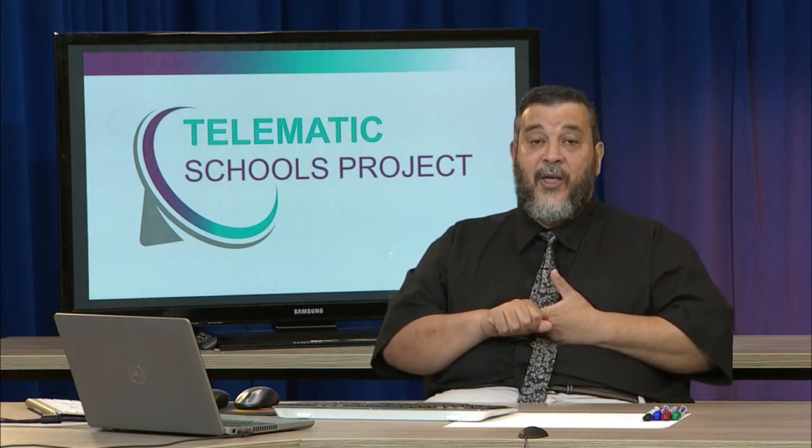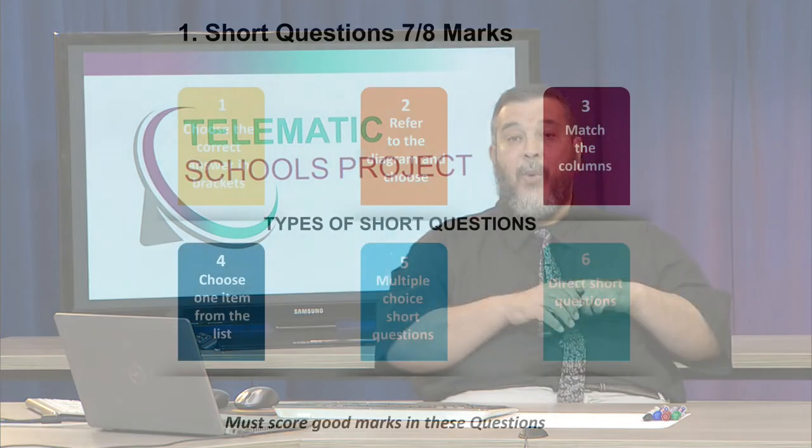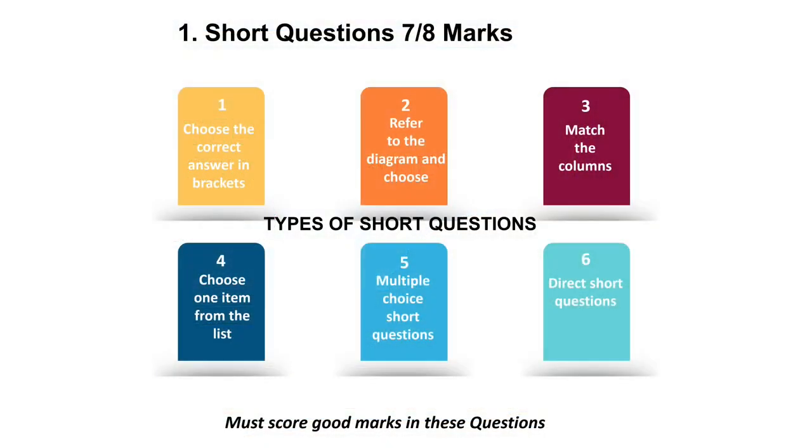Let's look at the third type of short question, where we have to match the columns. That's simple. You've been doing that literally since grade R, where you get the column A and the column B, and you need to match the contents of column A with that of column B.